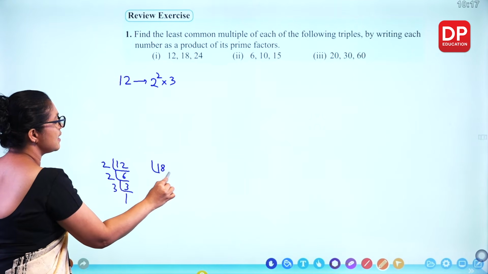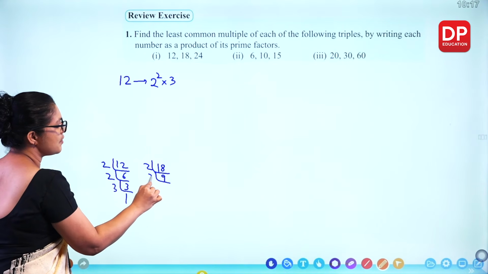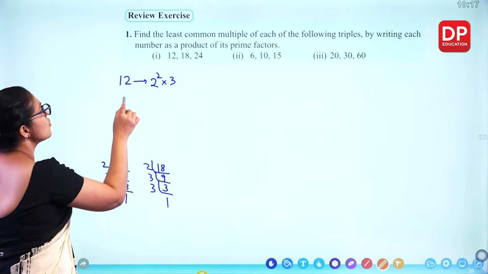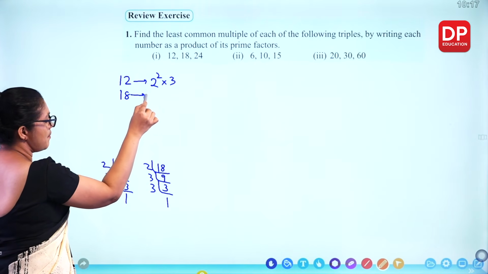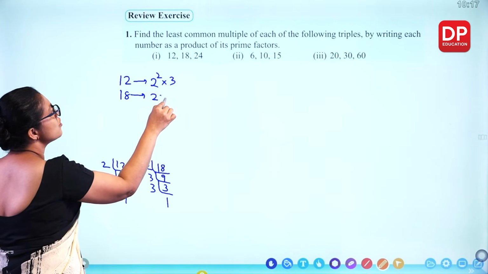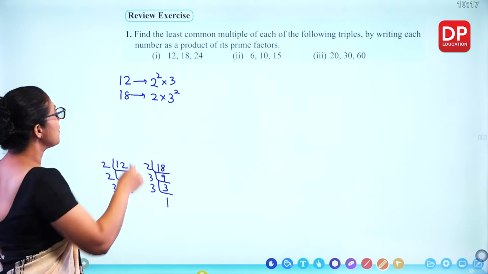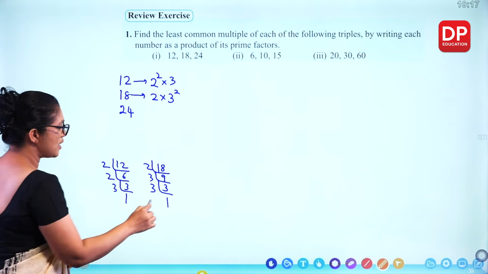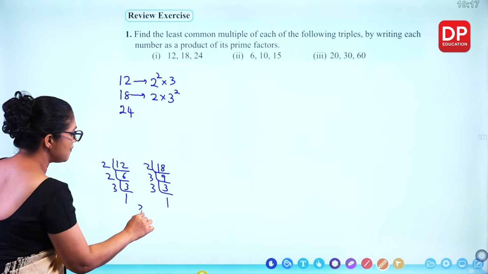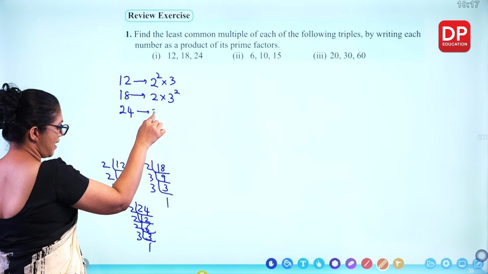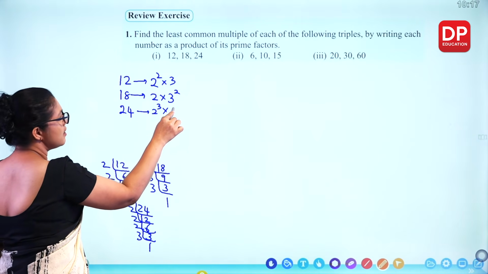18, divide by 2 you get 9. 3 times 3, 9 divide by 3 again you get 1. So 18, how can we write as prime factors? 2 into 3 to the power 2. There are two 3's. What about 24? When you take 24, you can divide by 2, divide by 2 again, 2 and divide by 3. So how many 2's are there? You can write 2 to the power 3 and 1 3.